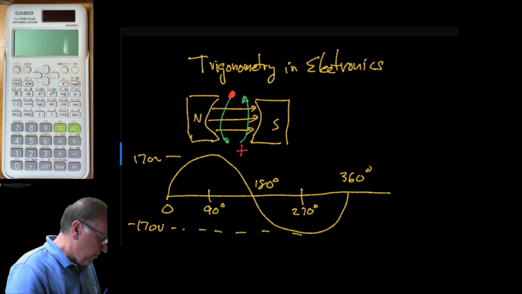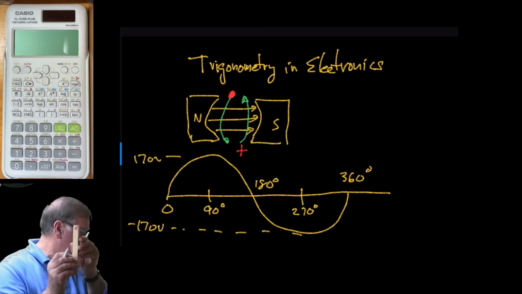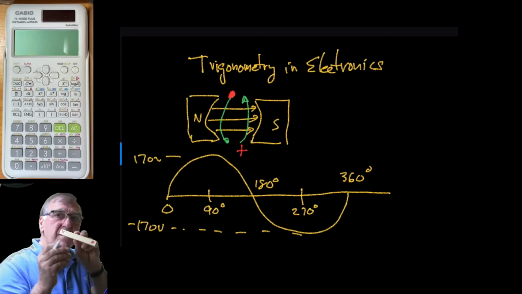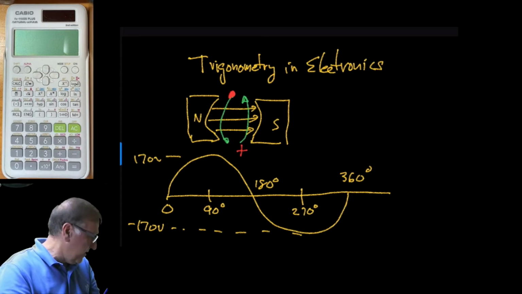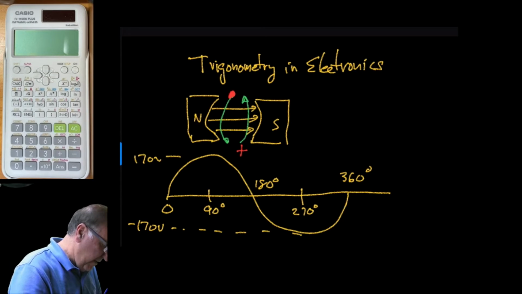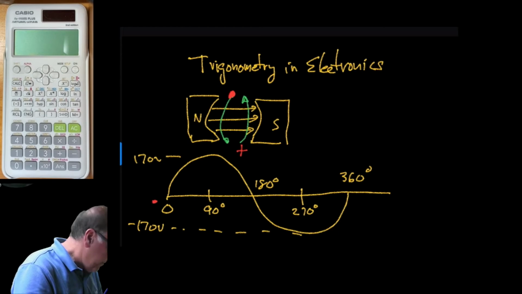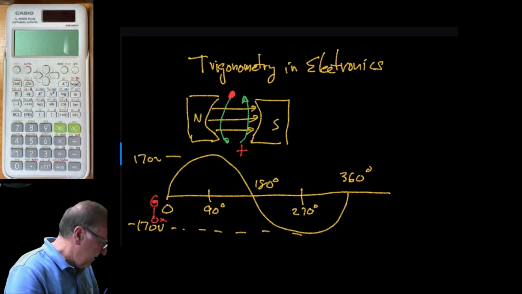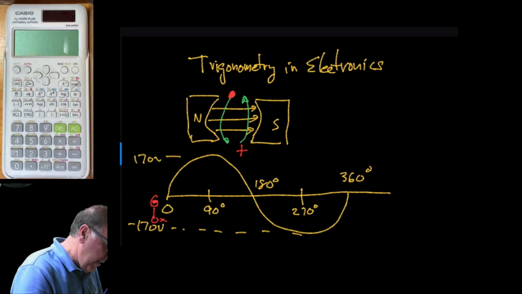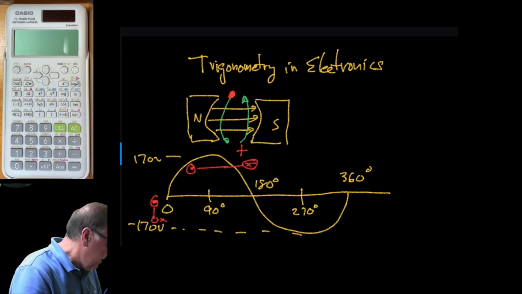So as we rotate our armature here, we can see what that voltage looks like at different positions. So over here, let's draw it in red, we'll have our dot and our X. Up at 90, we'll have our dot, and the X should be that way.